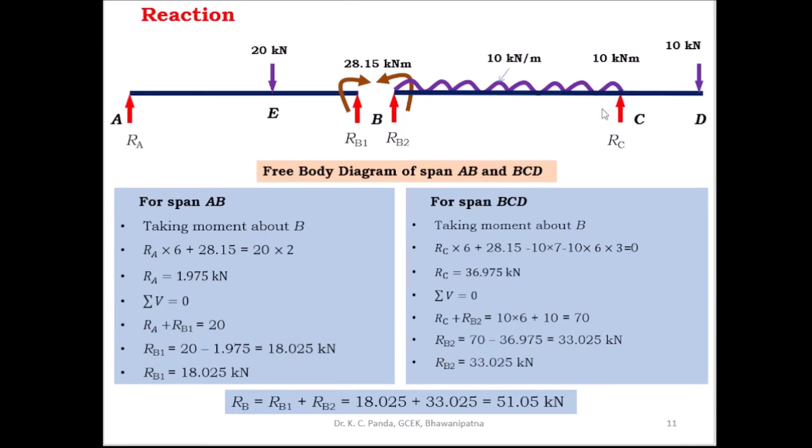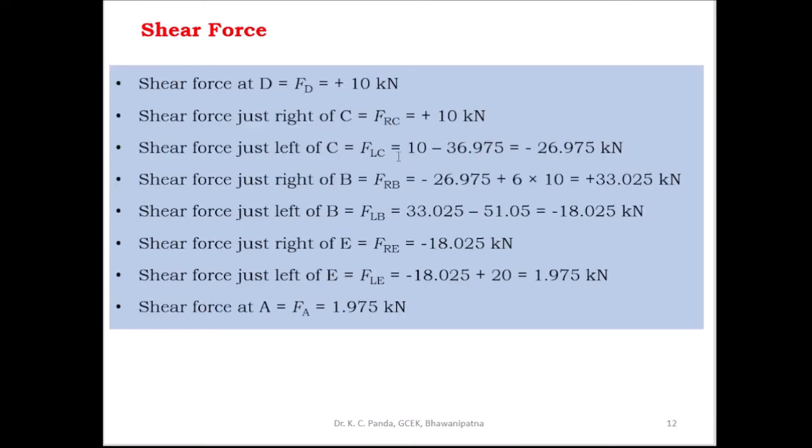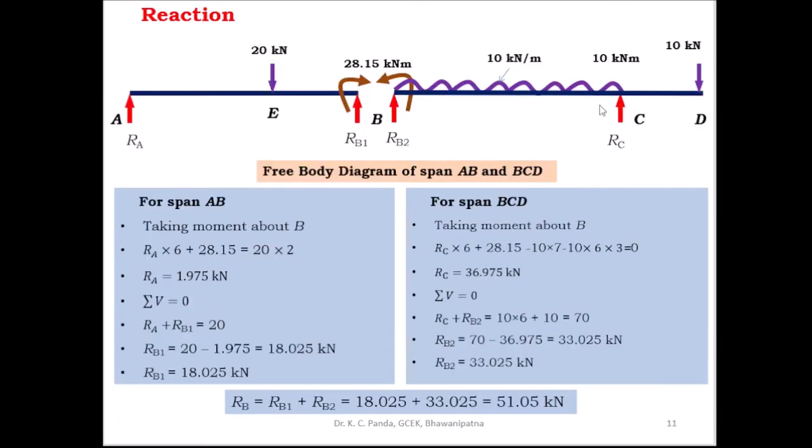Then take shear force just left side of C. So here this is the upward reaction, so minus RC. So shear force just left of C, FLC is equal to 10 minus 36.975. So this is equal to minus 26.975 kilonewton left of C.